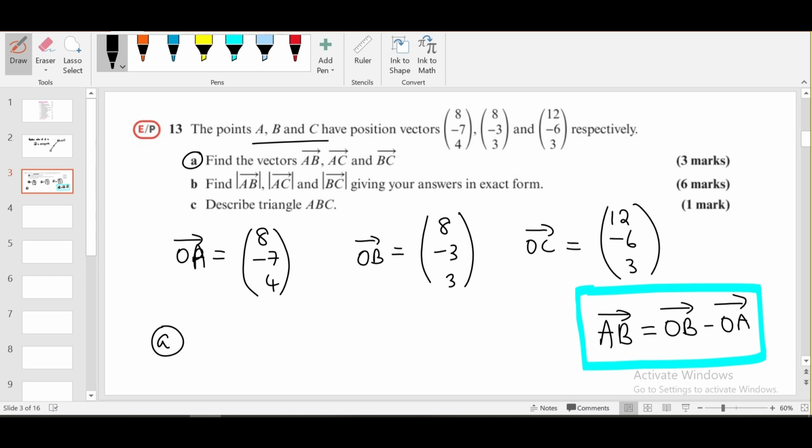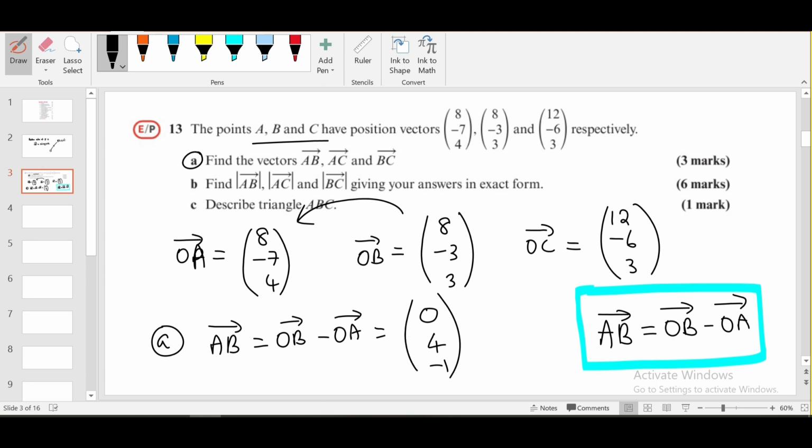So here they want you to find AB vector, so write it as OB minus OA. Subtract those 2 vectors: 8 minus 8, minus 3 plus 7, 3 minus 4. Understand? I want you to copy this. If you want to write it in the form of ijk, you can write 0i, so forget it, 4j minus k. Understand?